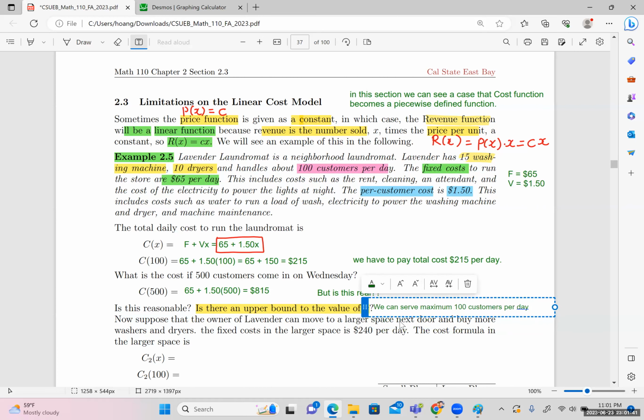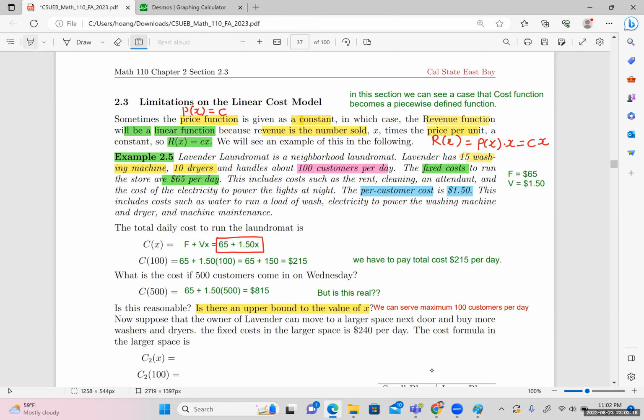Yes, small. Make it red. Okay. We can serve a maximum of 100 customers per day. Suppose that the owner can move to the larger space next door, right? So after figuring out that, oh, it looks like I need to extend my business, I need to rent the larger space next door to buy more washers.